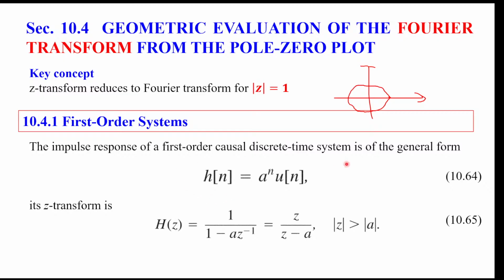Anyway, let's analyze how the Fourier transform of this will look by looking at its Z transform. The Z transform we know is 1 over 1 minus a times z to the minus 1. If you want to write this as a rational function of z, then it's z over z minus a. And the ROC will be |z| greater than or equal to |a|.